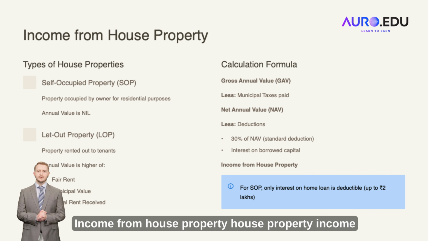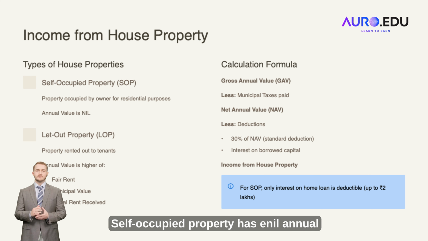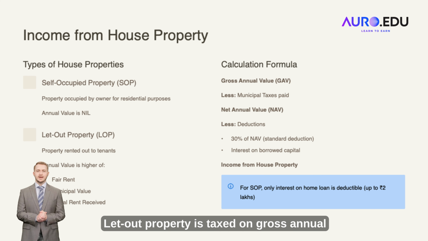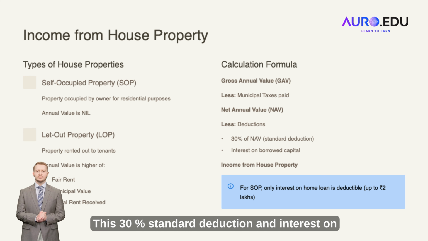Income from house property. Income comes from ownership. Self-occupied property has nil annual value. Let-out property is taxed on gross annual value, minus municipal taxes and deductions. Deductions include a 30% standard deduction and interest on home loans. This ensures fairness in taxing property income.